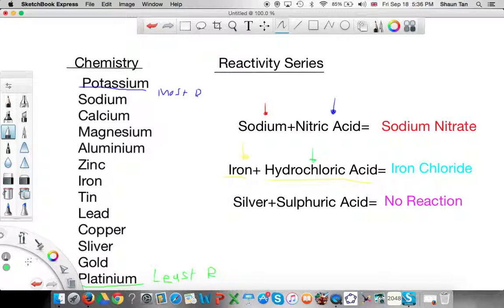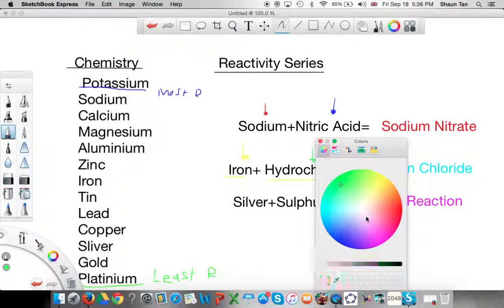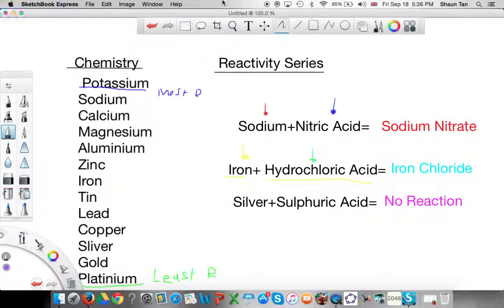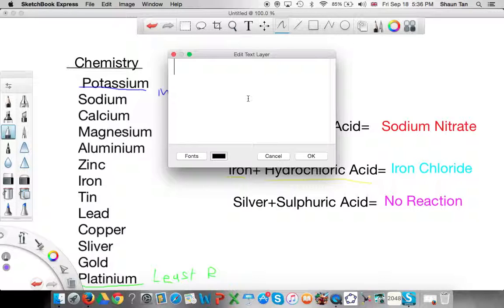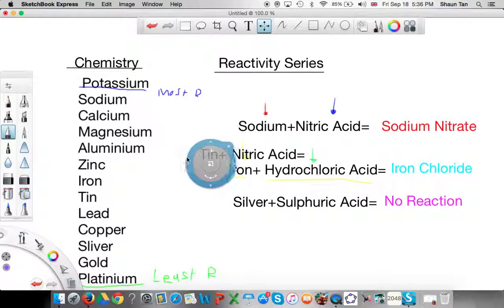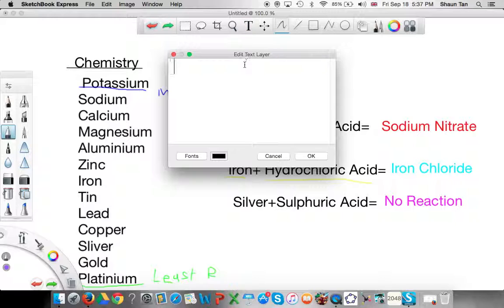Alright, now to carry on with some other reactions, let's change my color here. Right. So now I'll be using my writing. This could be a harder question.